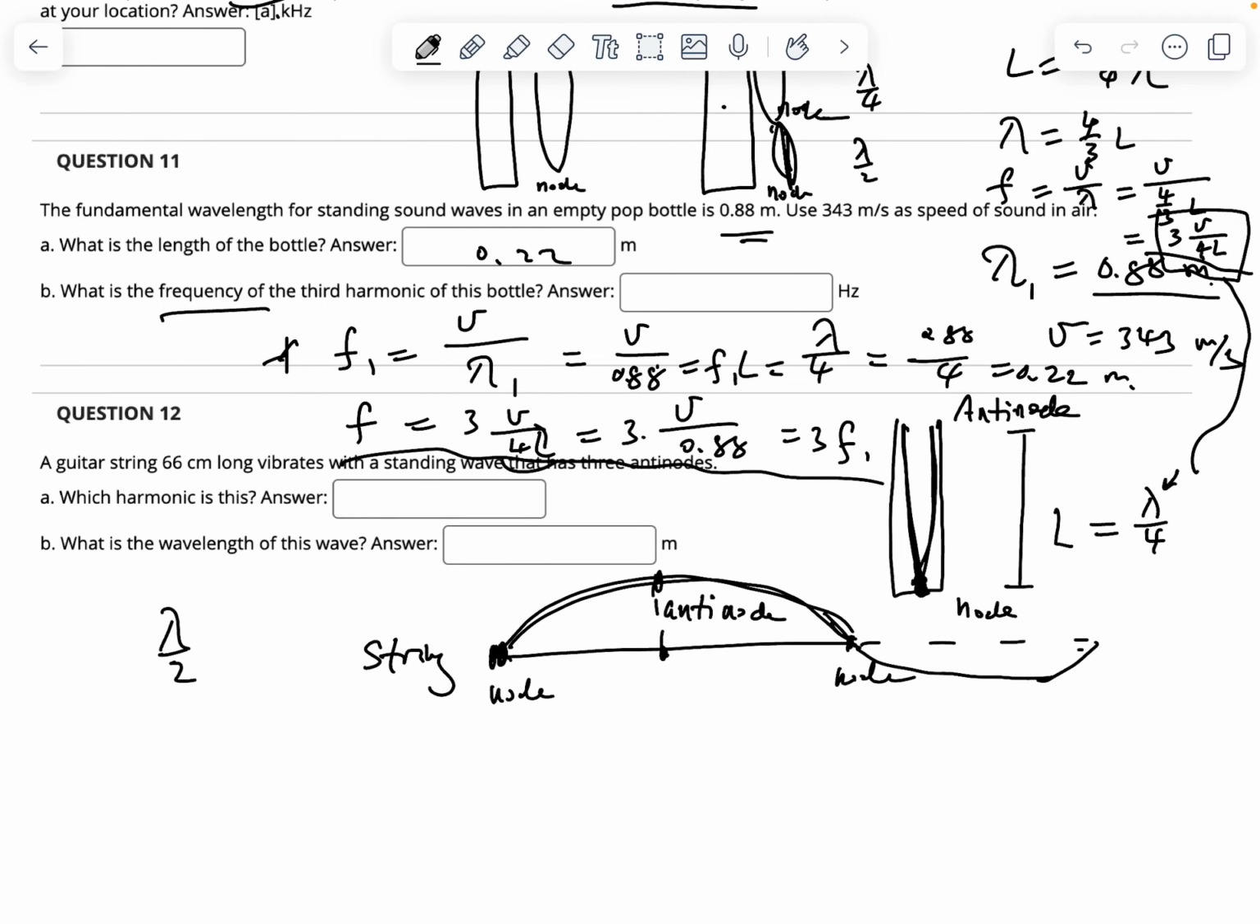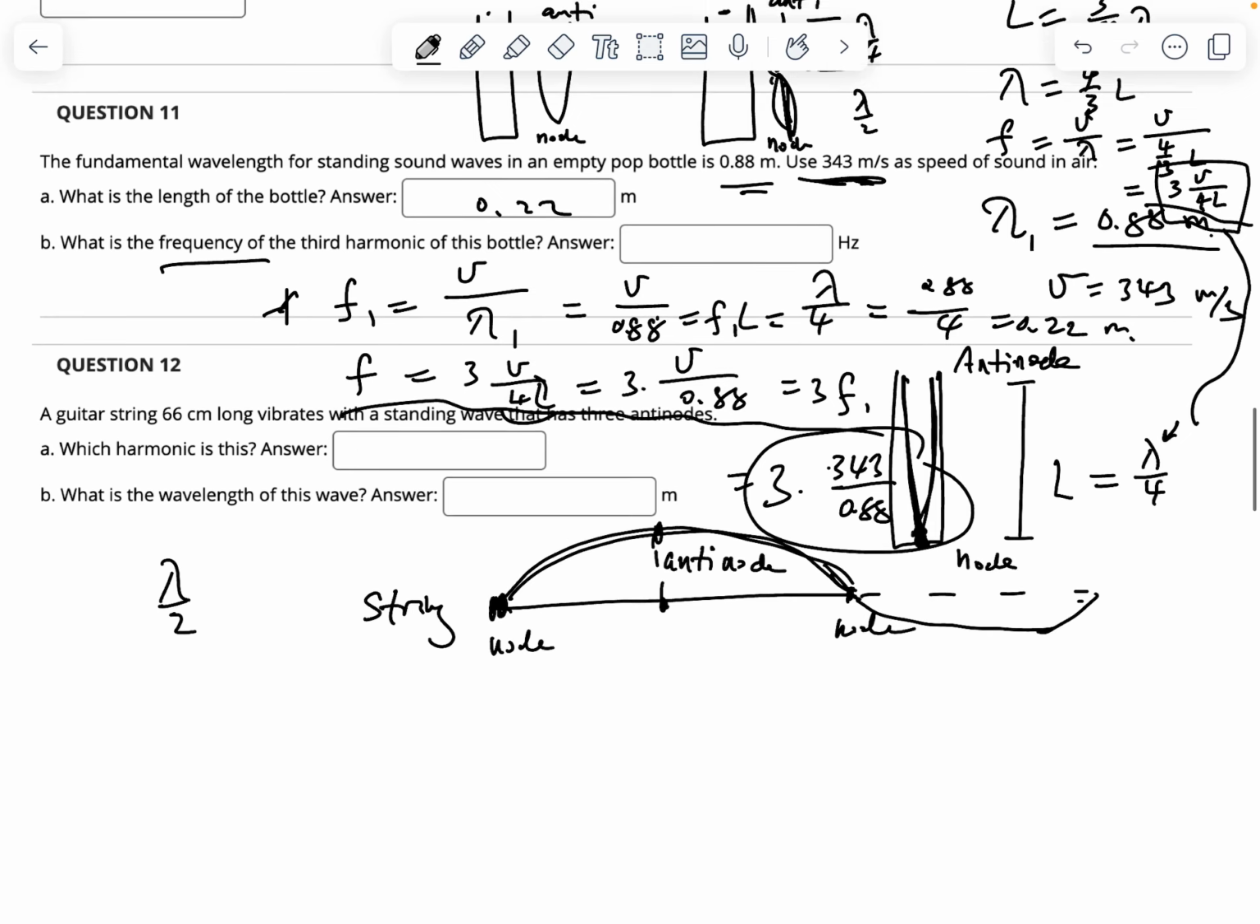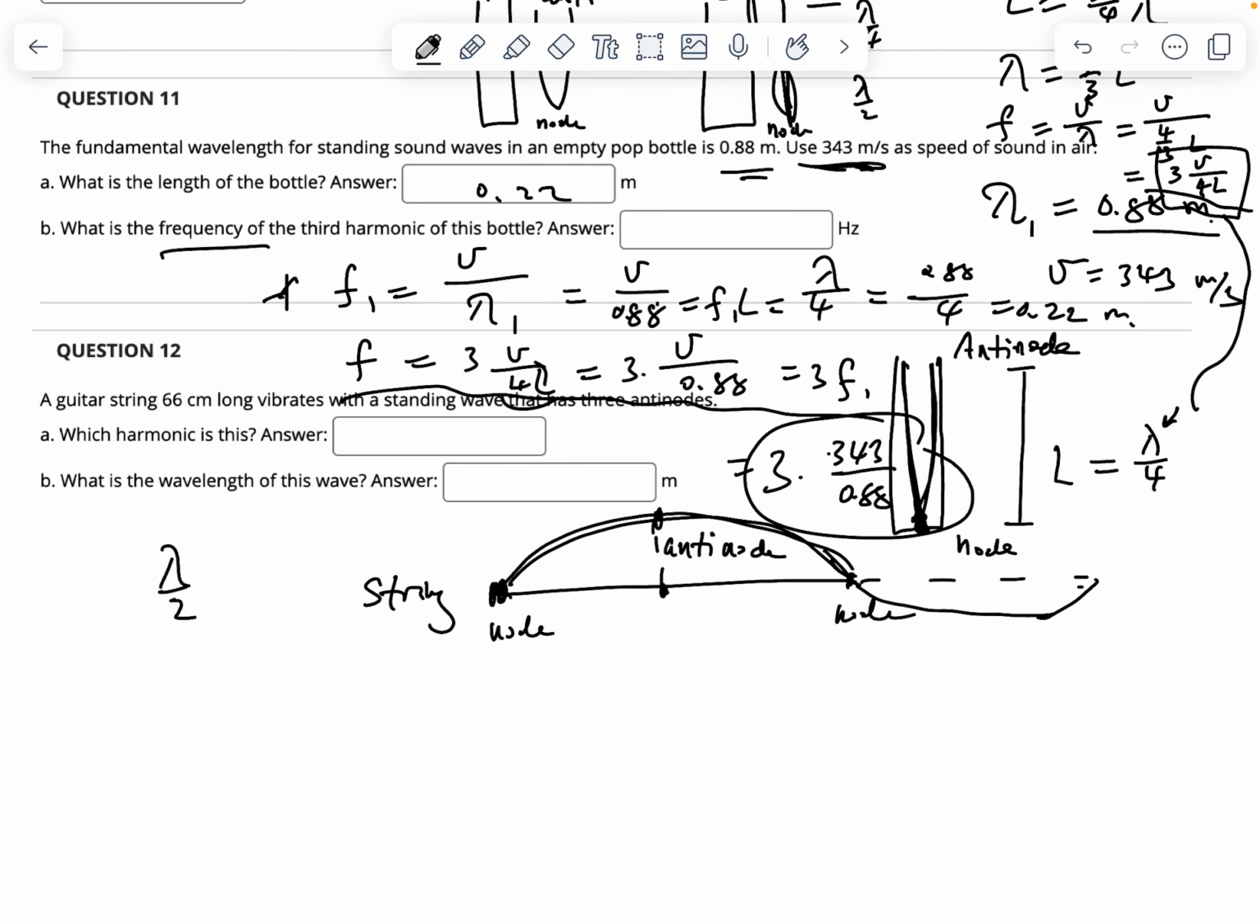And what's the frequency? Well, this is the frequency. Let me see if you have the speed of the wave. You see, you have 343, right? So equal to 343 over 0.88. Okay, so that's the answer, in hertz.